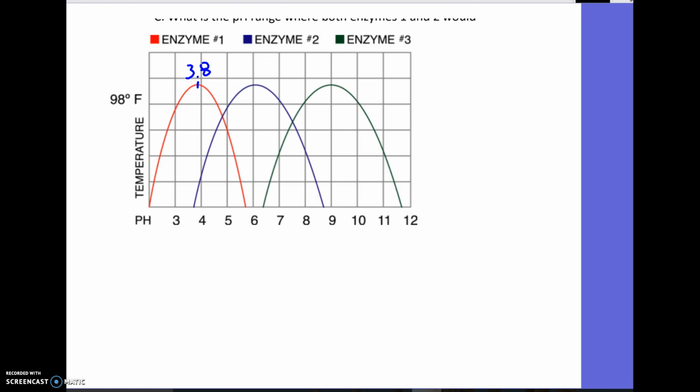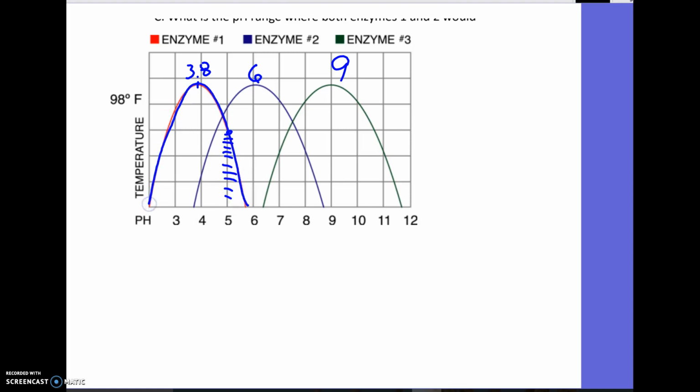How about enzyme 2? Around 6, and enzyme 3? Around 9. It's just the peak. Now, if I say, does enzyme 1, the red one, does it work at pH 5? Yes, it does. Not as well, but it does work. Does it work at pH 7? No, because that's outside of its range.